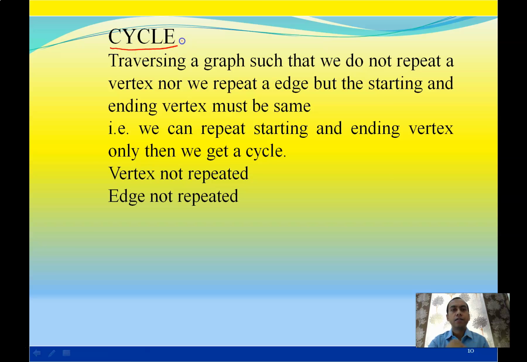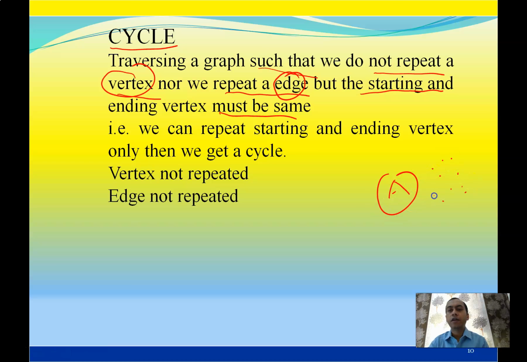After that, cycle. So what is a cycle? Traversing a graph in such a way that we do not repeat a vertex and nor do we repeat an edge, but the starting and end vertex must be the same. Wherever we start, we have to come back there, but nothing should be repeated, neither vertex nor edge. We have to start from a point, and there are so many points, so we use many points and again come back to the starting point, and vertex and edge should not be repeated. Vertex not repeated, edge not repeated, then it is called a cycle.